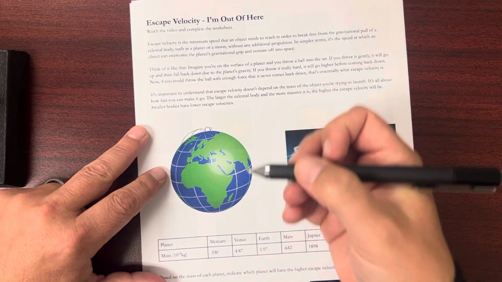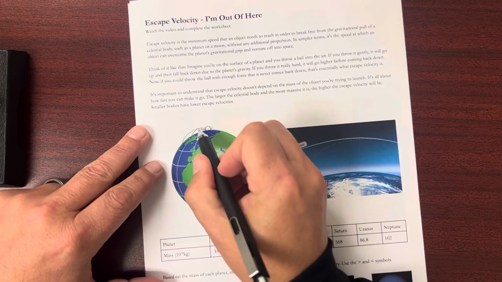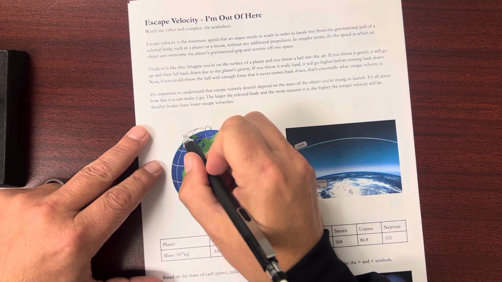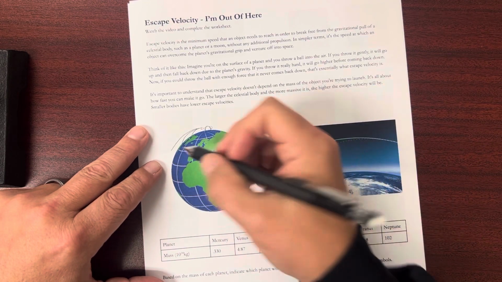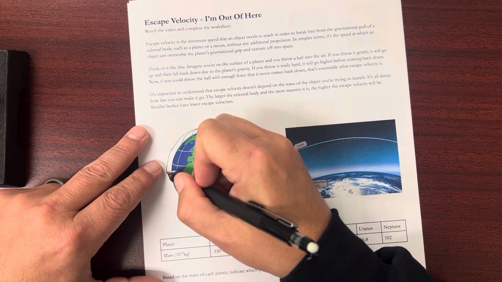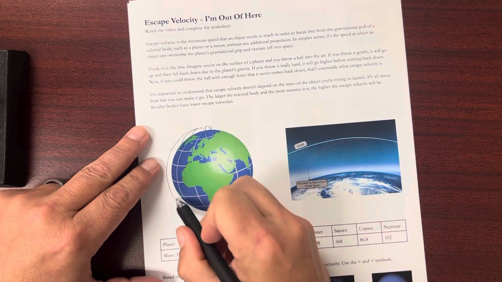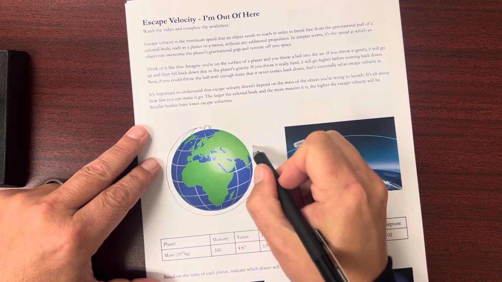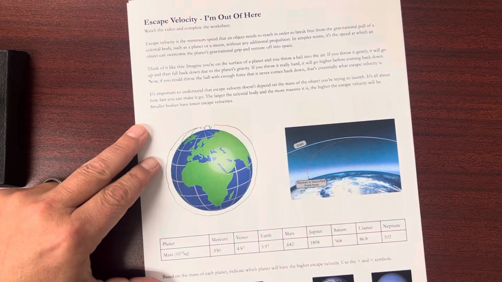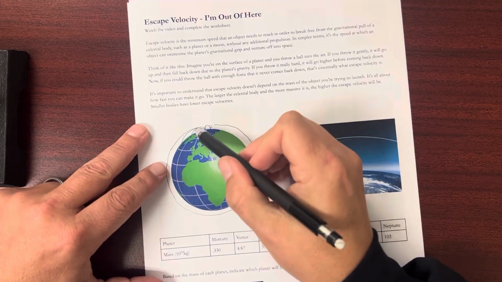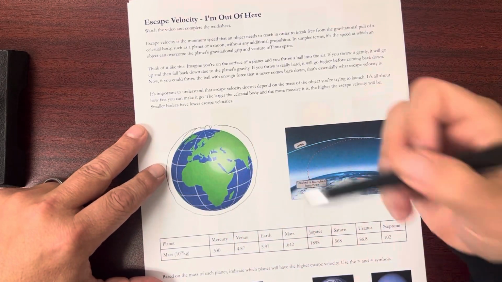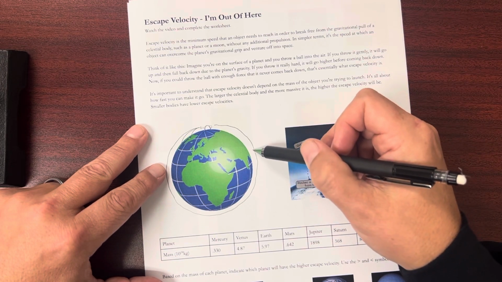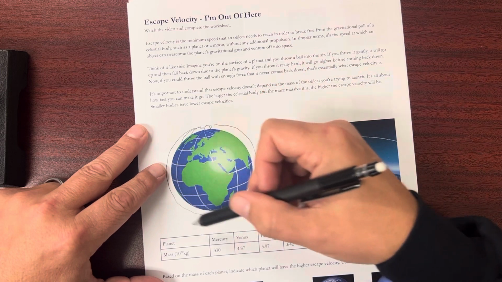If I keep increasing the speed, if I shoot it faster than that, I can eventually get it to follow this path where it's falling towards the Earth, but it's going fast enough that it actually orbits the Earth. So this is kind of a weird concept. When something is orbiting the Earth, it's actually constantly falling towards the Earth, but it's going at a speed that matches the curvature of the Earth.